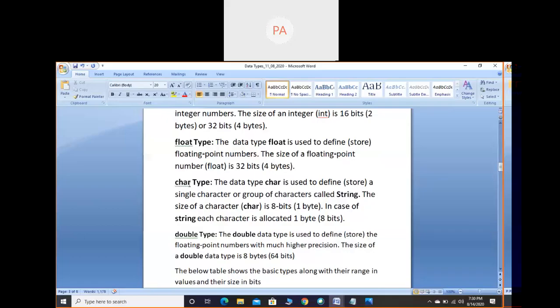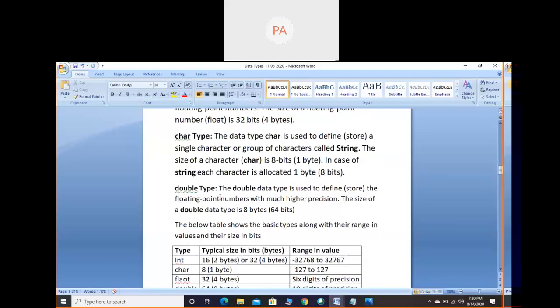Data type is character only, but the meaning is string. String constant we can put into the string constant category. If we use a single character, we have to put it in the character constant category. The size of a character is 8 bits. In case of a string, each character is allocated 8 bits. 8 bits means 1 byte. So if we talk in terms of bytes, 1 byte. In case of a string, string means a group of characters, right? For each character we have to consider 1 byte.